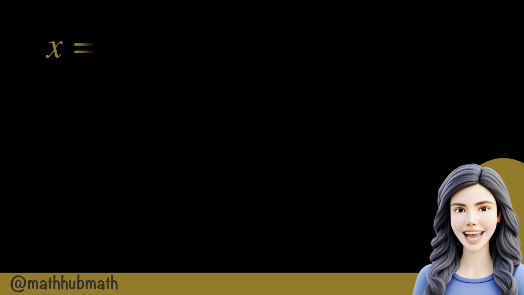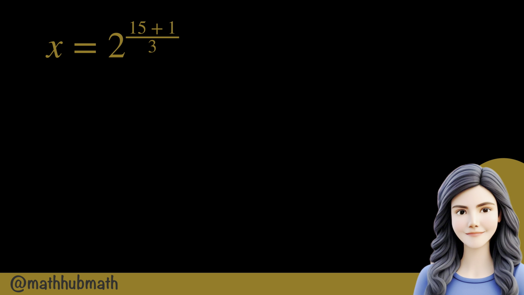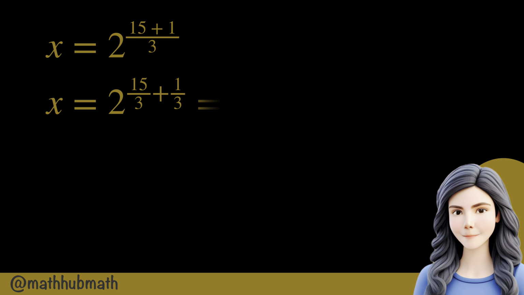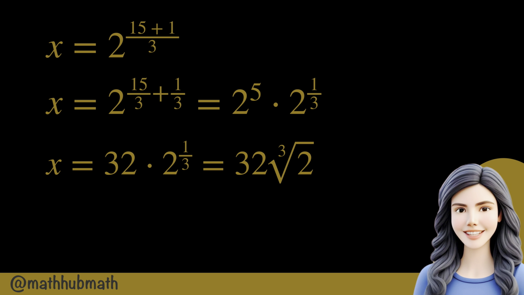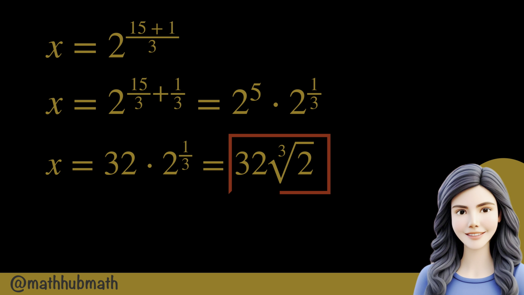Here, if we write 15 plus 1 over 3 instead of 16 over 3, we would have x equals 2 to the power of 5 plus 1 over 3, which is 32 multiplied by 2 to the power of 1/3. We can write 2 to the power of 1/3 in a radical form. Finally, we claim option A as the correct answer.